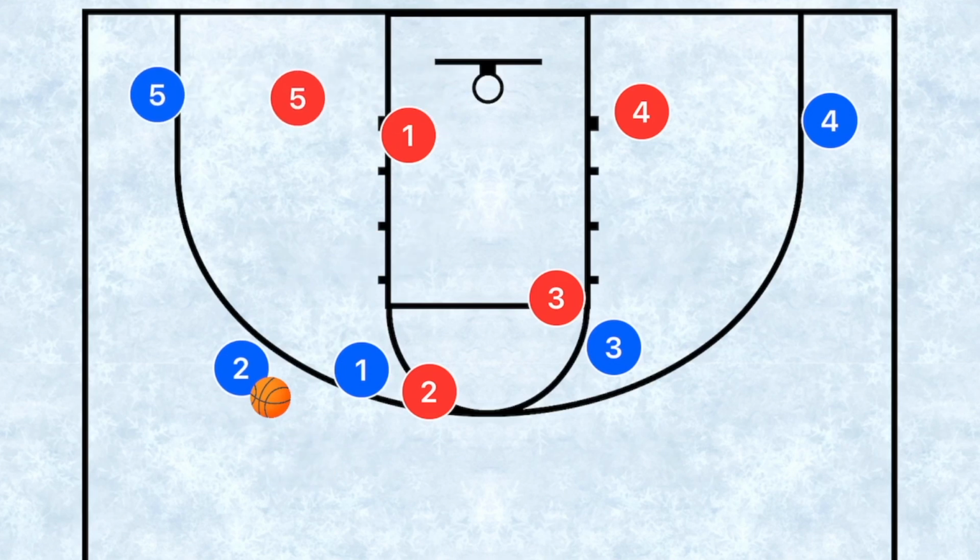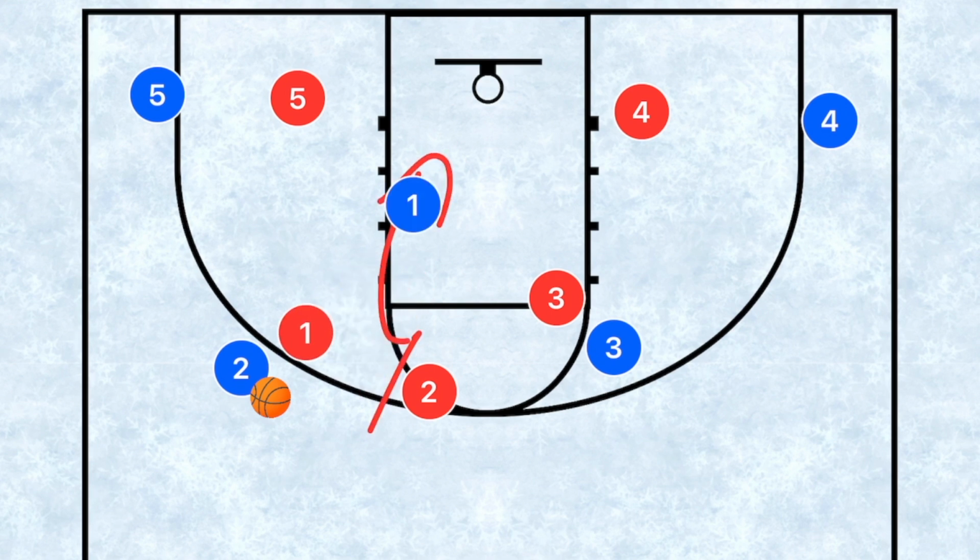Or, let's say for example, after this dribble handoff, we may have player 1 who rolls towards the basket for the layup. There's a couple of different options that you can put into this same play.